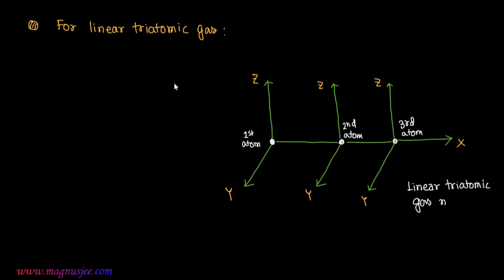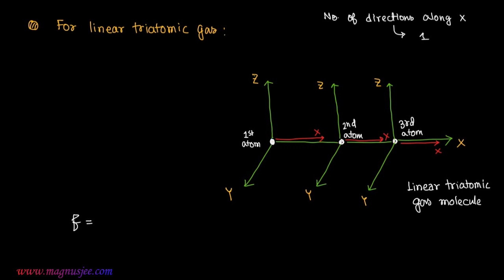This is the linear triatomic gas molecule containing 3 atoms, and we have to find the number of degrees of freedom for this molecule. The number of directions along x-axis is 1, because the 3 axes along the x-axis are common. That's why the number of directions along x-axis will be 1.